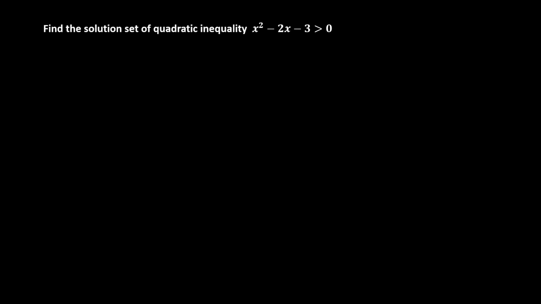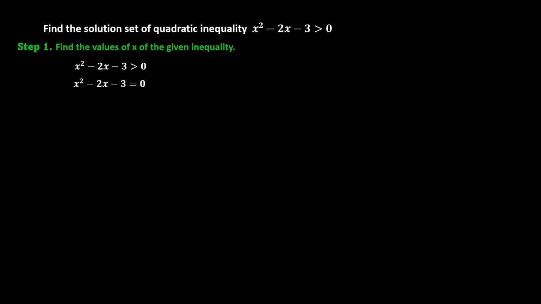Let us have an example. Find the solution set of quadratic inequality x squared minus 2x minus 3 is greater than 0. Step 1. Find the values of x of the given inequality. First, we will write again the given inequality x squared minus 2x minus 3 is greater than 0. Let us write the given inequality into its equation form. So, it becomes x squared minus 2x minus 3 is equal to 0.